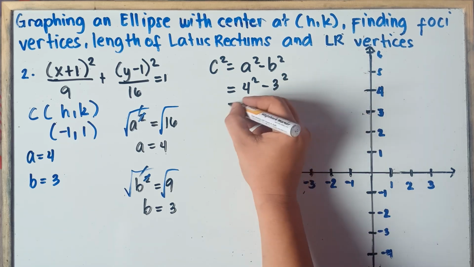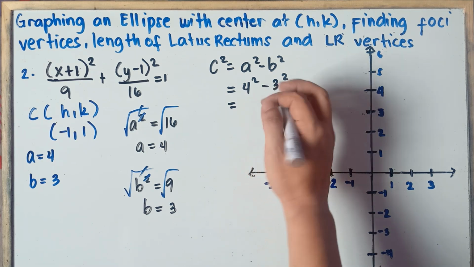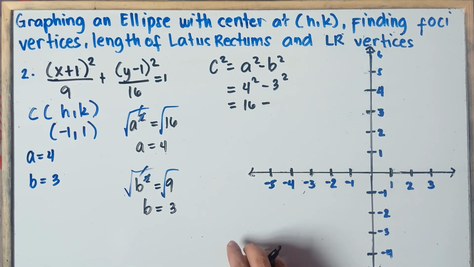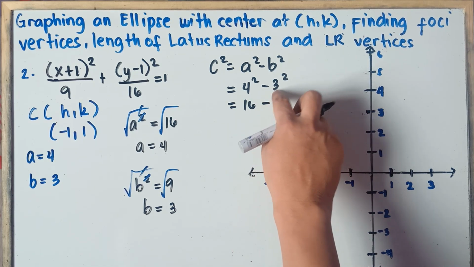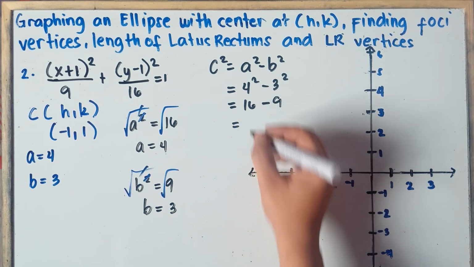So 4 squared, class, once again, doesn't mean 4 times 2. It means 4 times 4. So 4 times 4 is 16, minus 3 squared, which means 3 times 3, that is 9. So 16 minus 9 is 7.